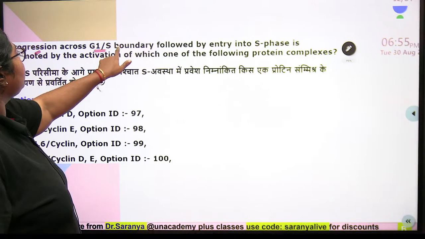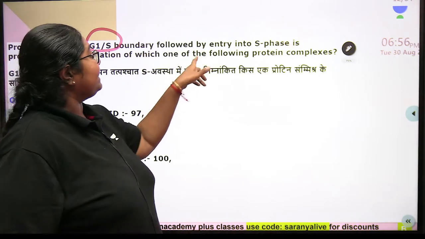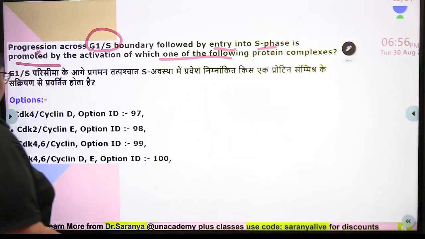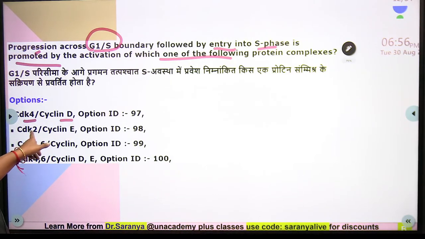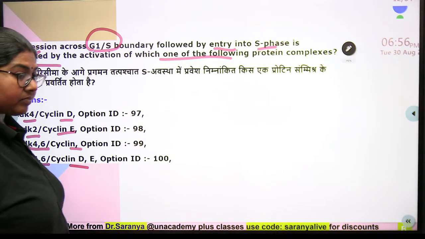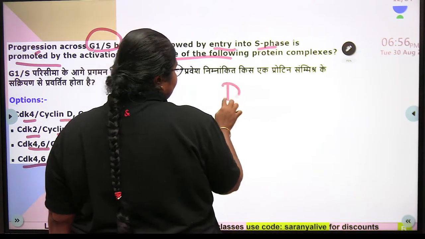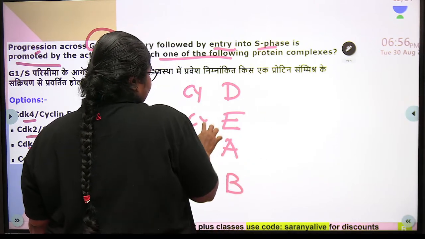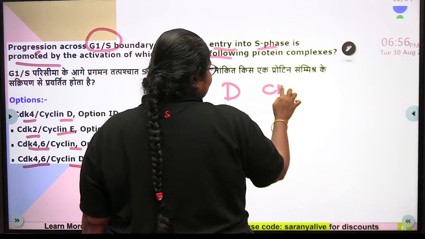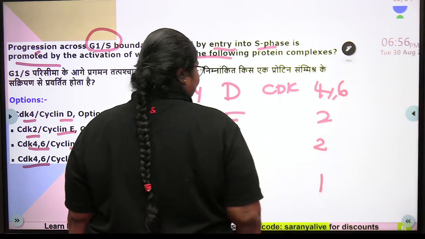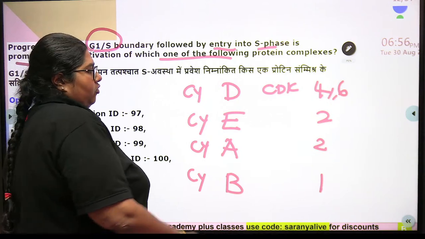Progression across the G1/S boundary is followed by entry into the S phase. It is promoted by activation of which of the following? CDK4 cyclin D, CDK2 cyclin E, or CDK4,6 and cyclin D and E, which is going to be the correct answer. Yes, everybody. We have seen D, E, A, B. Yes, these are cyclins. Remember this clue every time. And then the CDKs: 4, 6, 2, 2, 1.